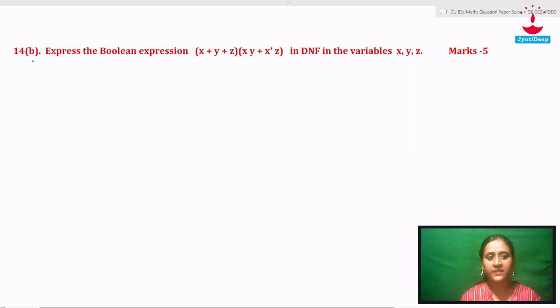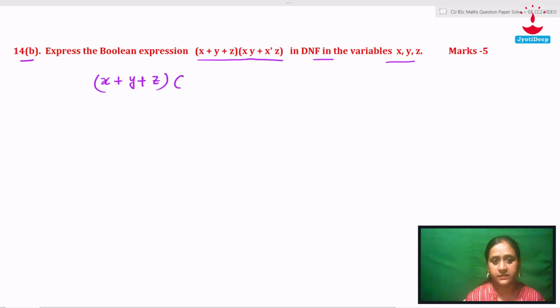14b. Express the Boolean expression x plus y plus z into xy plus x dash z in DNF in the variables xyz. So first of all, I'm going to write it: x plus y plus z into xy plus x dash z.